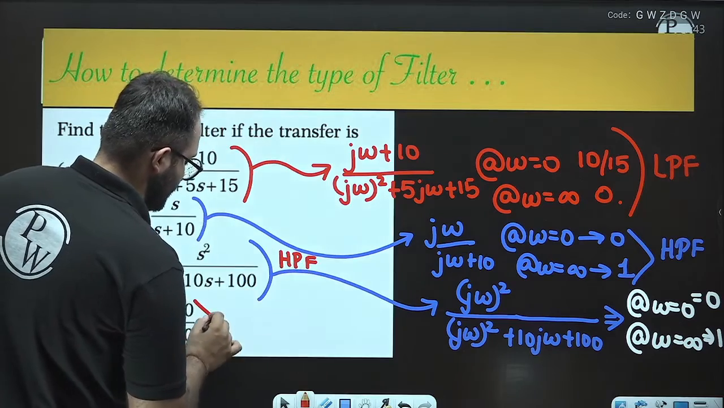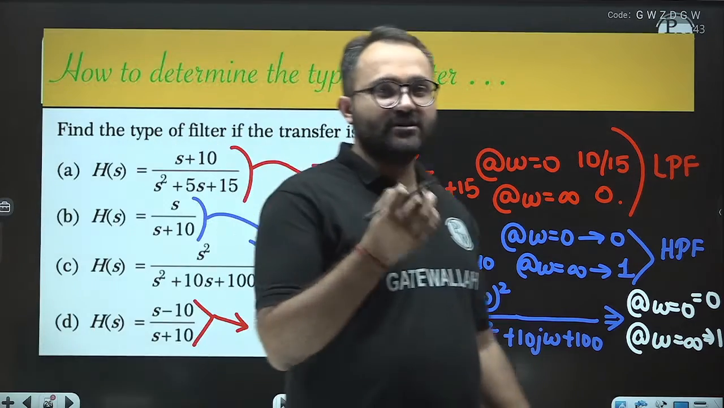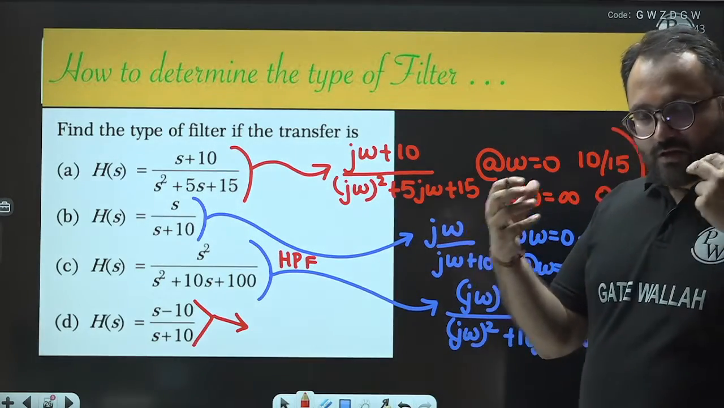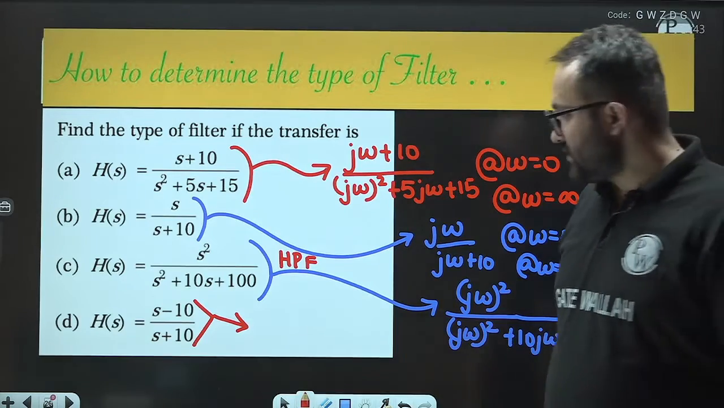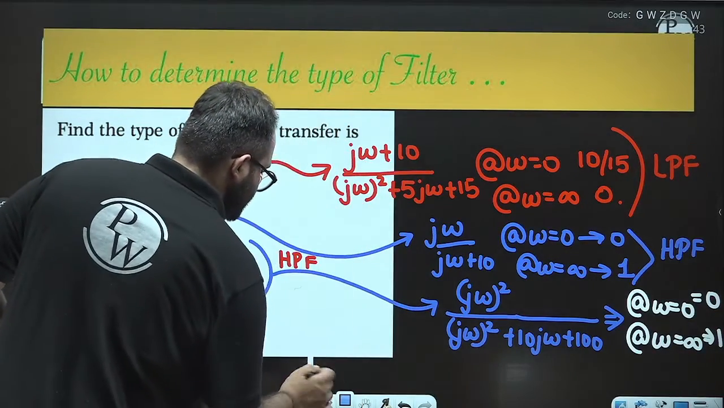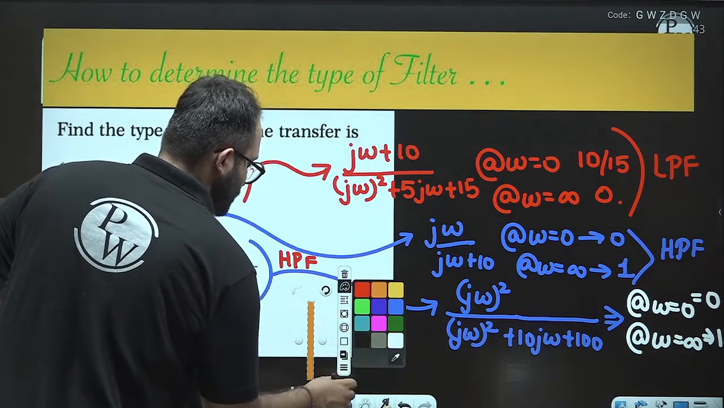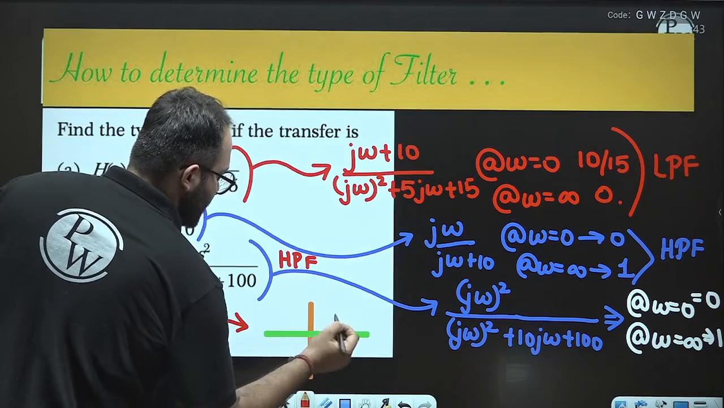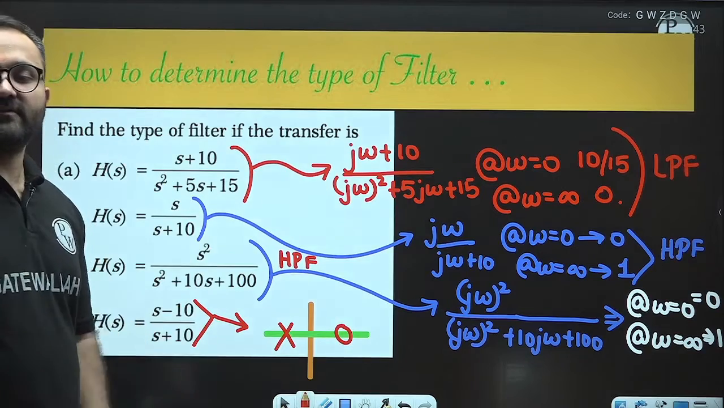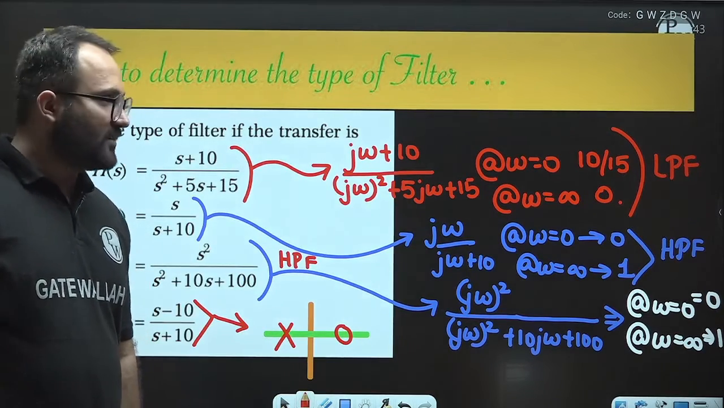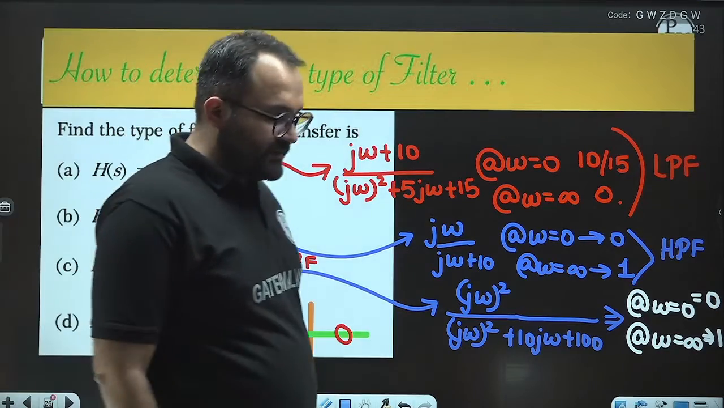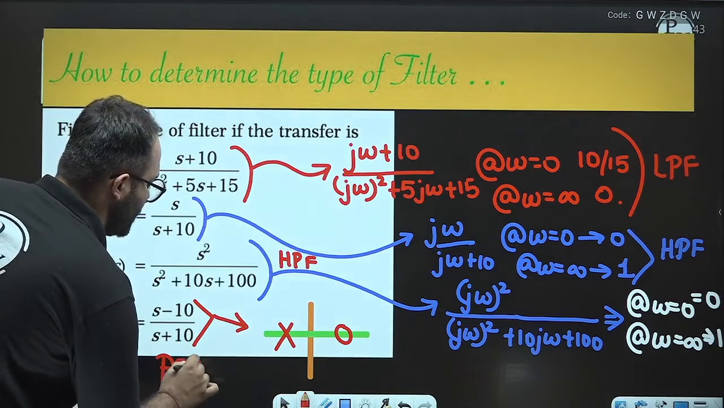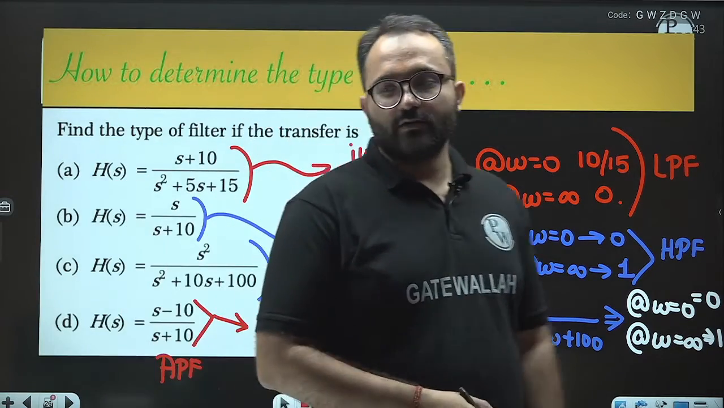And the last case. In the last case, we can see that we have a zero at 10, pole at minus 10. Can we see the poles and zeros are at the mirror image with respect to each other? Yes. Because there is a zero at 10, pole at minus 10, they are at the mirror image with respect to each other. Thus we can say that the last one is the all pass filter. This type of question is very important, and can arise from here.